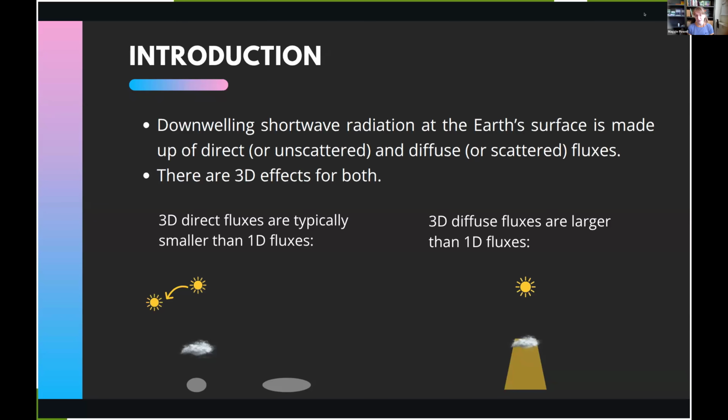For diffuse, we see another effect. The 3D diffuse fluxes at the surface are larger than the 1D fluxes, and this is because of something sometimes called side leakage. Because the scattered radiation can leak out the sides, it's more likely to reach the surface than if it was forced to remain within its cloudy column, where multiple scattering means it's more likely to be reflected up out of the domain. So we have these two competing effects of different signs.